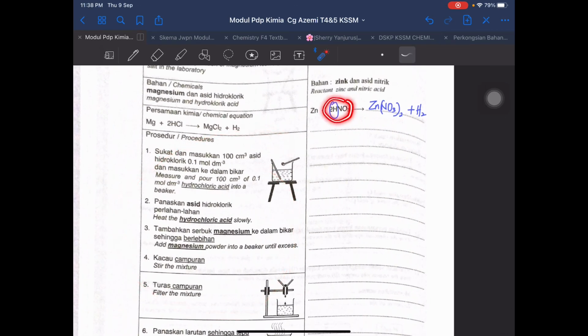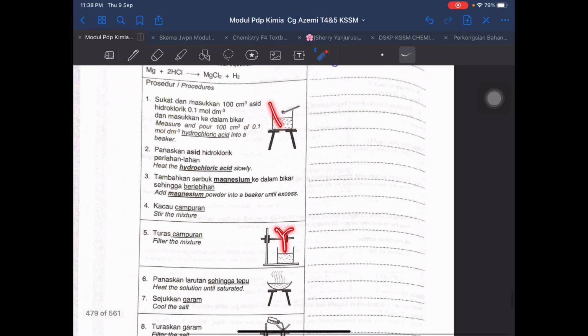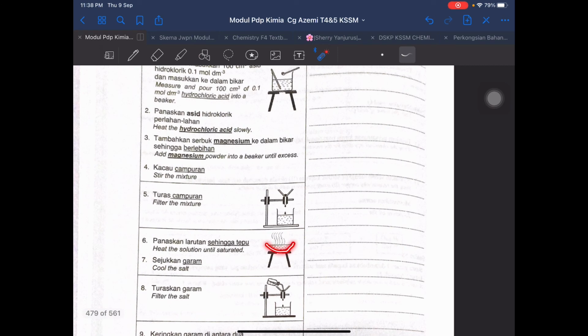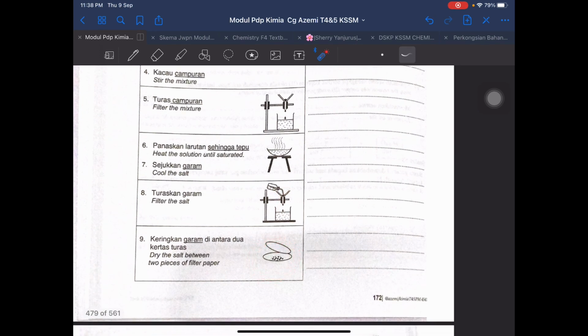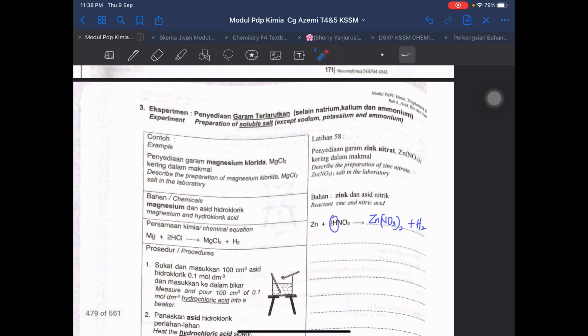Acid dulu, sukat and tuang. And then, you use a spatula. Put zinc metal inside sampai excess. Kacau-kacau by using the glass rod. And then, you need to filter. After you filter, you need to panaskan lagi, heat the solution until saturated, cool it down. After cool down, you filter again. After filter, you dry it. Okay, so that's the procedures that's going on. Itu untuk acid plus metal. Sama kan? Acid plus metal oxide pun sama.